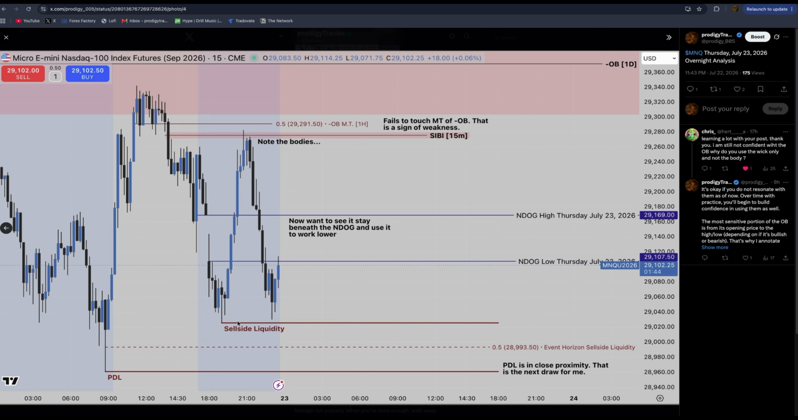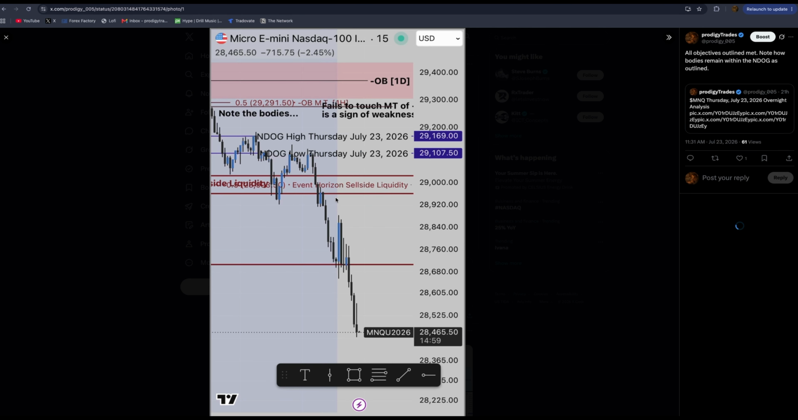But I've annotated the sell side liquidity here. Very clean relative equal lows. This is the event horizon from previous day's low to this swing low, this dashed line here. That would be the next target in between these two pools of liquidity. And because I was done for the week, I did not engage in price and I was away from the charts. And once again, this is a screenshot from my phone, so apologies for the messiness.